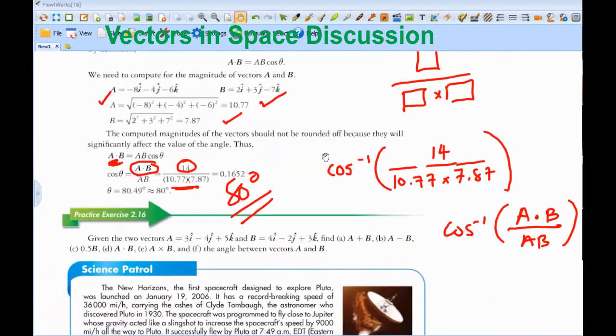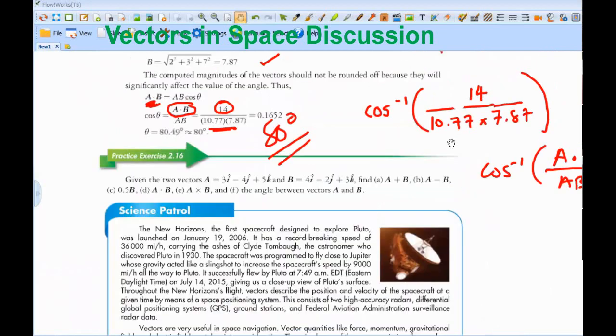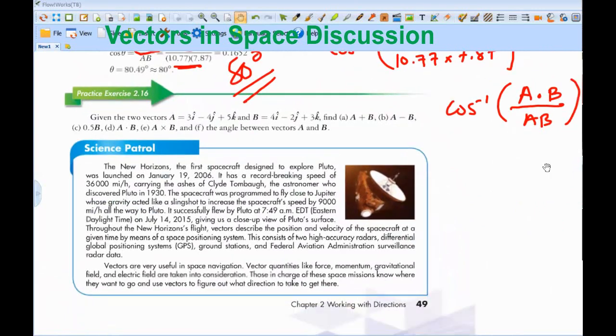It's clear. You just add A plus B, you add each component: 3 plus 4, negative 4 minus 2. Same with subtraction. The difference is only in the dot product and the cross product. Okay? Ask questions before we leave.